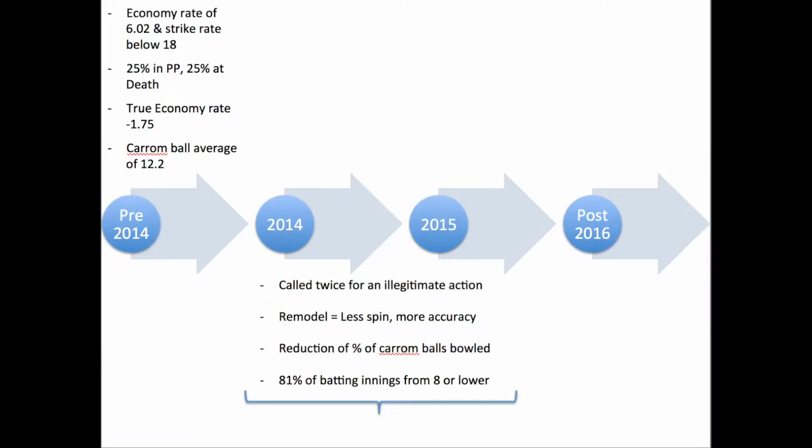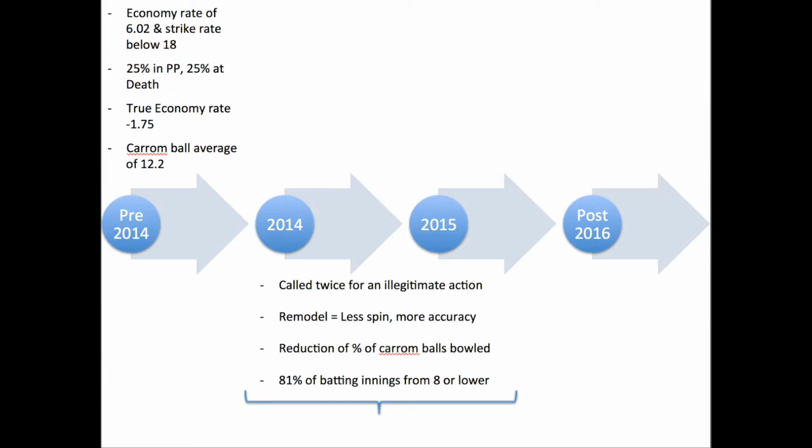The really interesting thing is how he's managed to maintain all of this, because even now, he's still got an economy rate which is very low. And in the modern game, he's still got the second best true economy rate behind Rashid Khan. And all of this considering that he was banned for bowling in 2014 and 15, where he had to remodel his action. So some of the changes he's made off the back of that, according to the guys at CricViz, is it's been less of a focus on spin and an increase in accuracy.